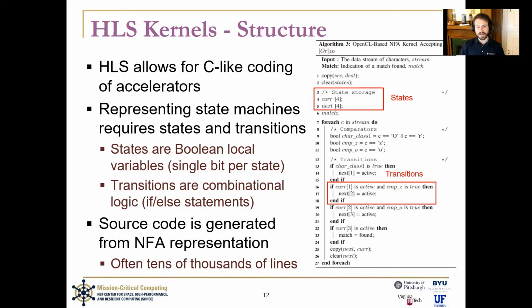Although this kernel is fairly short and under 30 lines of code, most real-world regular expressions generate NFAs that are hundreds of states and contain even more transitions. We also want to realize as many of these regular expressions on an FPGA as possible, leading to source files that are often tens of thousands of lines long. To combat this, we use automatic source generation, where we take the representation of the NFA and simply pass it into a template, where then the OpenCL source is generated.